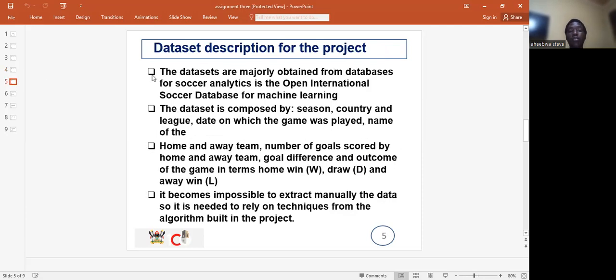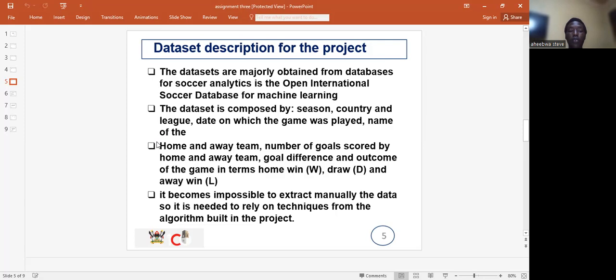The dataset description for our project. The datasets in this project are majorly obtained from databases from Soccer Analytics in the Open International Soccer Database for machine learning. The dataset is composed of season, country, league, date on which that game was played, name of the team, and maybe the name of the players.